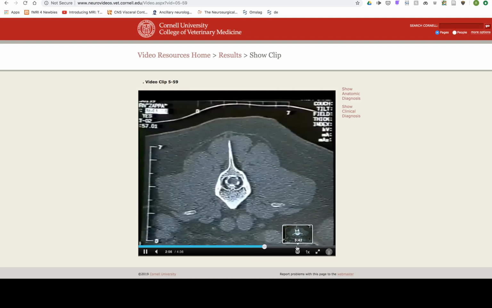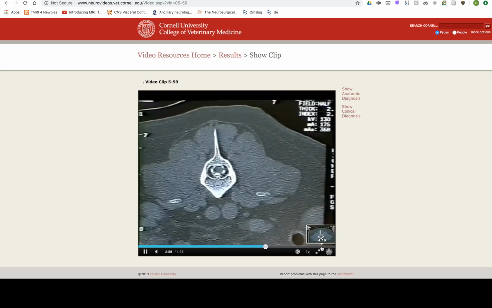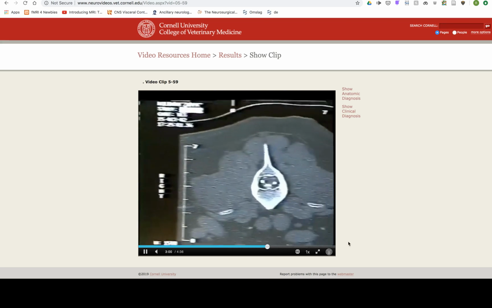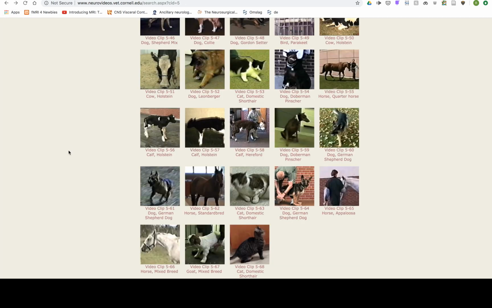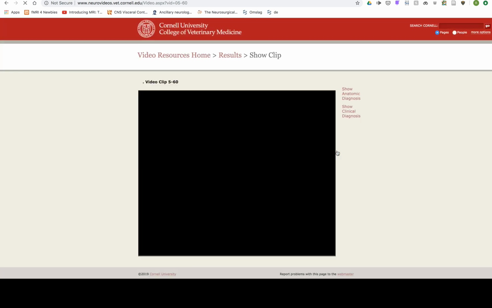In general, patients with intervertebral disc extrusion have an excellent prognosis with surgical intervention. This is especially true in those dogs that are still able to walk to some degree at the time of presentation.